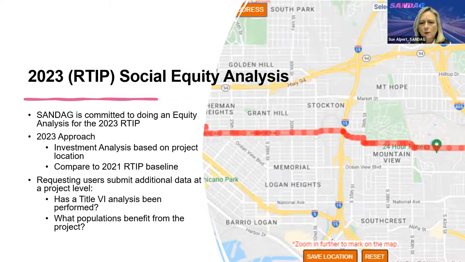So that is going to end up being an investment analysis that's based on project location. This analysis will tell us whether investments included in the RTIP in areas with vulnerable populations are at least equivalent to the percentage of that population. And we'll do this based on the mapping information included in the project submittals and overlaid on top of the Calenviroscreen. And that's an example of the mapping data in the slide there for a project.